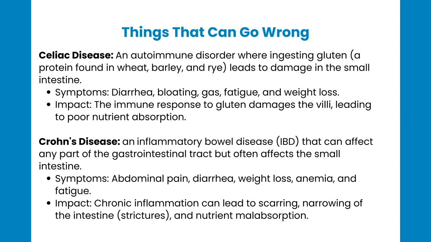Crohn's disease. This is an inflammatory bowel disease that can affect any part of the gastrointestinal tract, but it often affects the small intestine. So it can actually also be in the colon. This can cause abdominal pain, lots of diarrhea, weight loss, anemia, fatigue, and it's just inflammation in the actual lining. And that can lead to scarring, narrowing of the intestine, and you're just not absorbing your food.